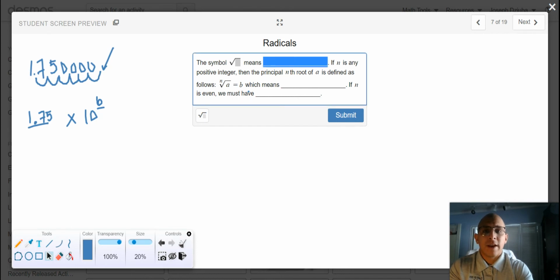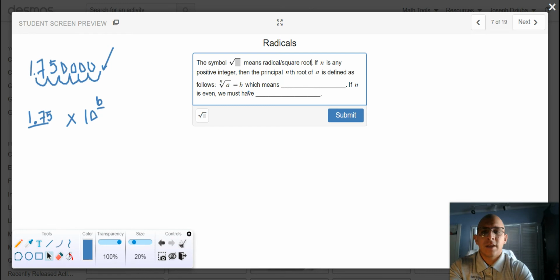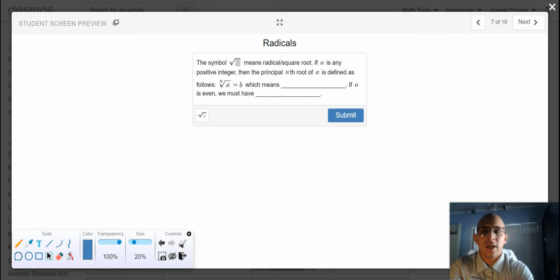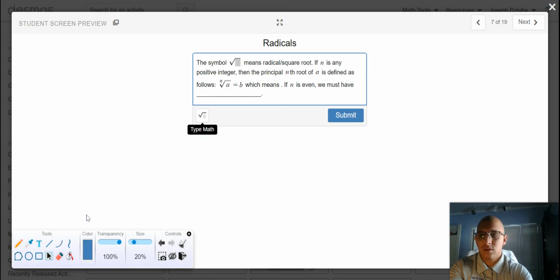Okay. Radicals. This symbol here, we should be well aware, is our radical. We could say radical slash square root. If n is any positive integer, then the principal nth root of a is defined as follows. The nth root of a is equal to b, which means b to the n equals a.